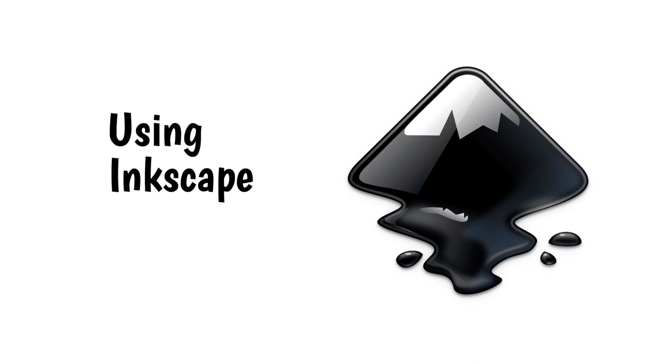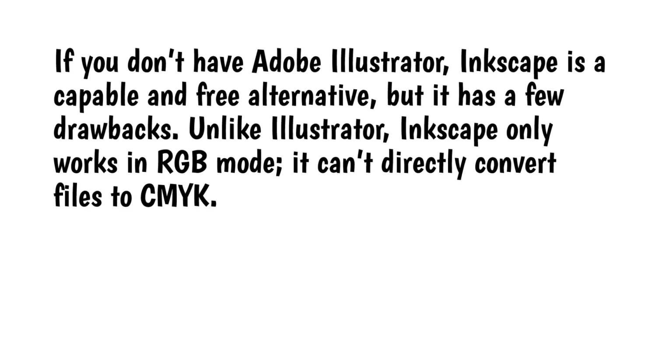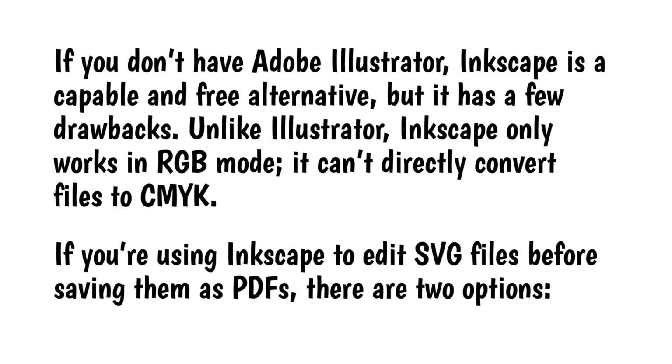Using Inkscape. If you don't have Adobe Illustrator and don't feel like paying $30 a month for it, Inkscape is a capable and free alternative, but it has some drawbacks. Unlike Illustrator, Inkscape only works in RGB mode. It can't directly convert files to CMYK. If you're using Inkscape to edit SVG files before saving them as PDFs, there are two options.